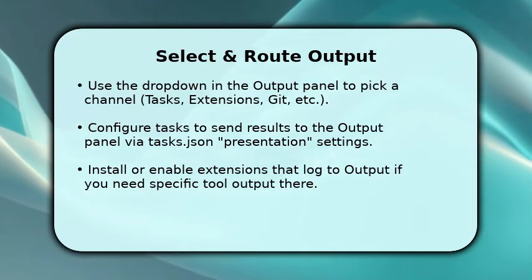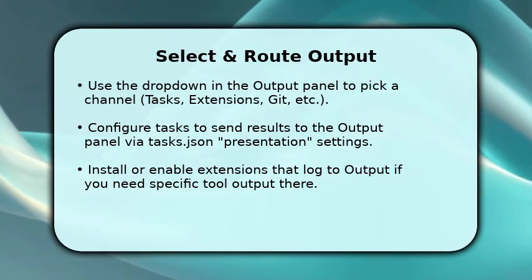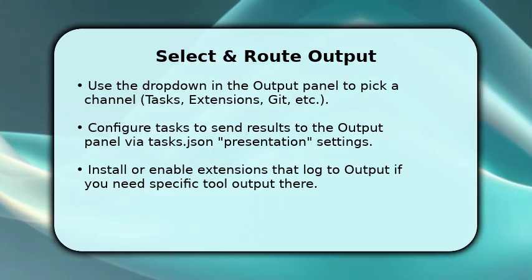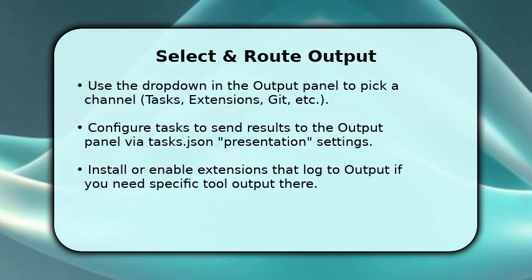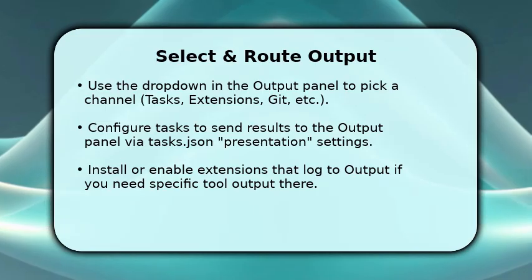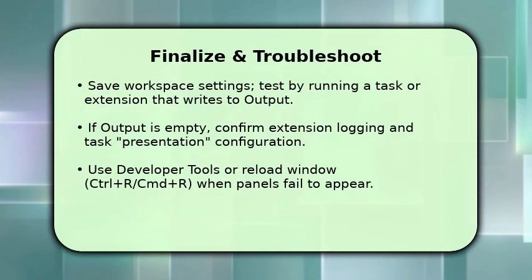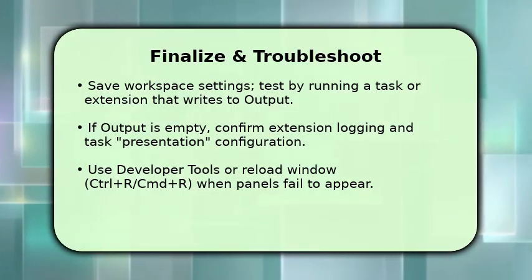Extensions and integrated tools often expose named channels. Enable the extension or check its settings so its logs go to Output. If you want persistent visibility, bind a keyboard shortcut to View: Toggle Output so you can switch quickly during debugging or builds. Finish by saving your workspace settings and running a test task or extension to verify output appears.